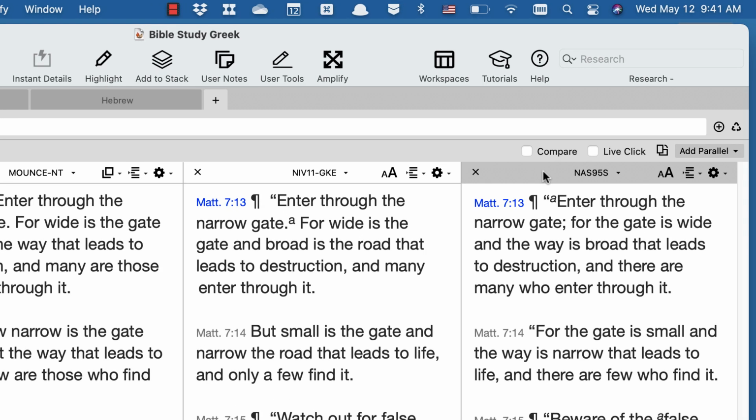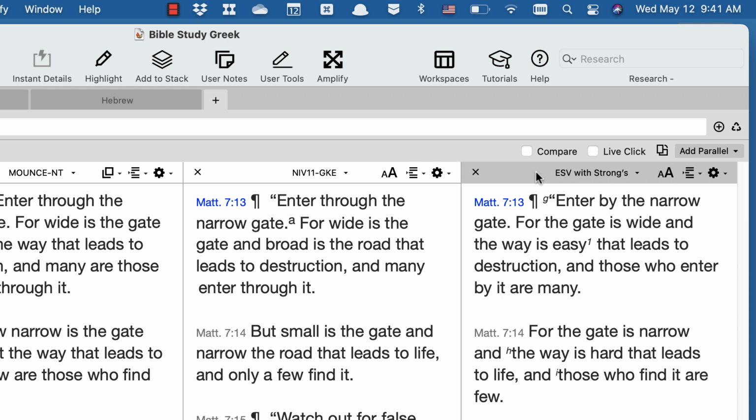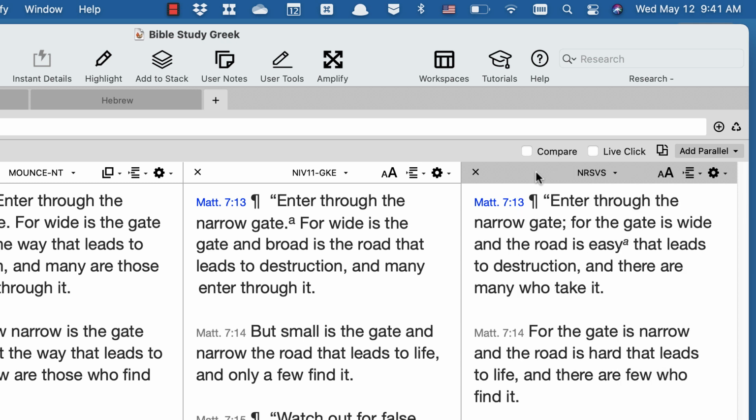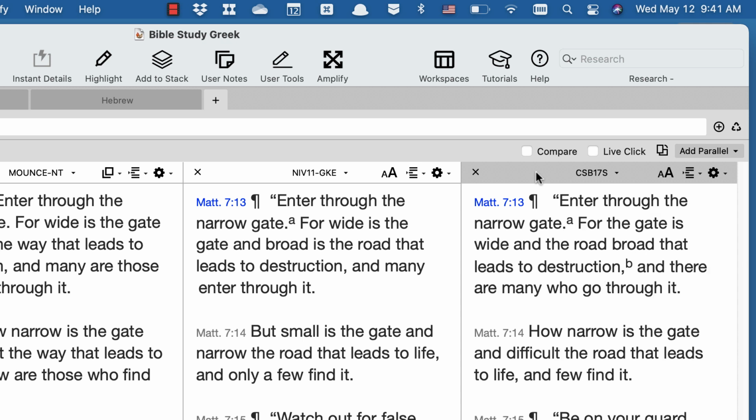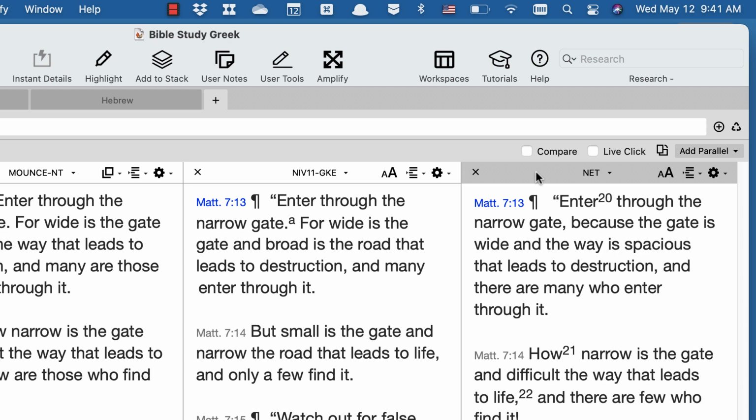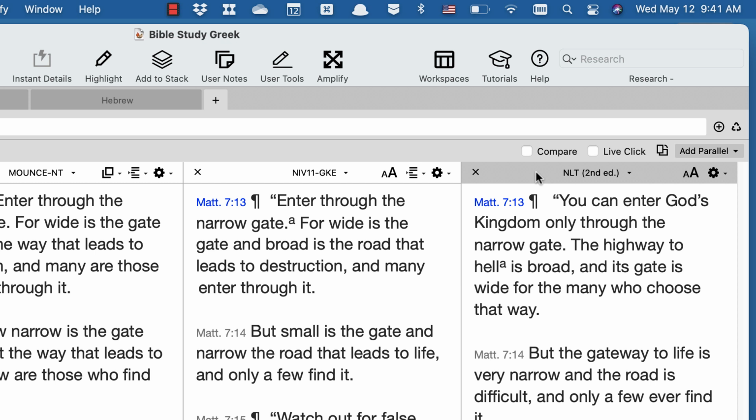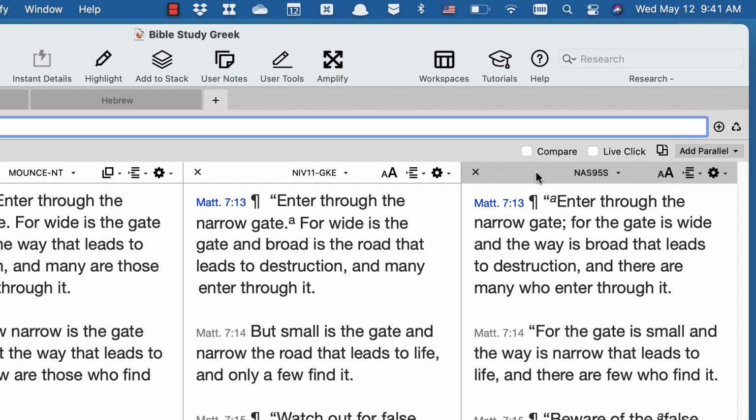What's really surprising to me is the NASB doesn't keep concordance. "Enter through the narrow gate, for the gate is small." I mean, I was shocked to see that because the NASB would almost always keep its concordance. ESV, narrow, narrow. NRSV, narrow, narrow. CSB, narrow, narrow. Net Bible, narrow, narrow. NLT, narrow, narrow. So why the NASB didn't keep concordance is a complete mystery to me.